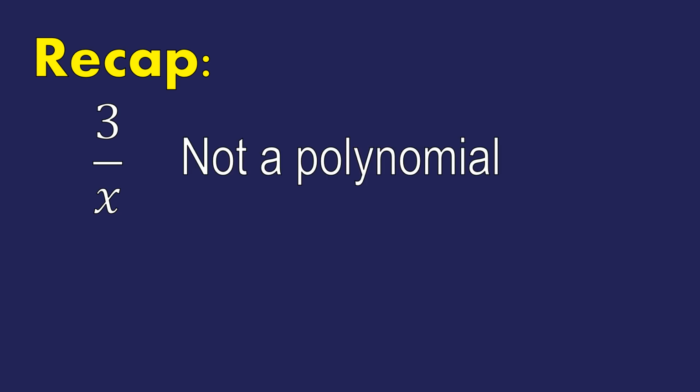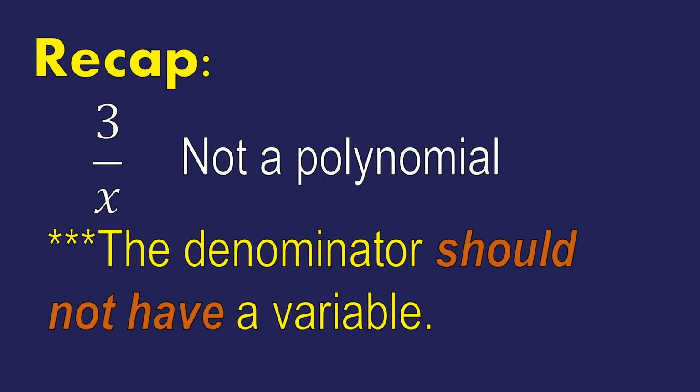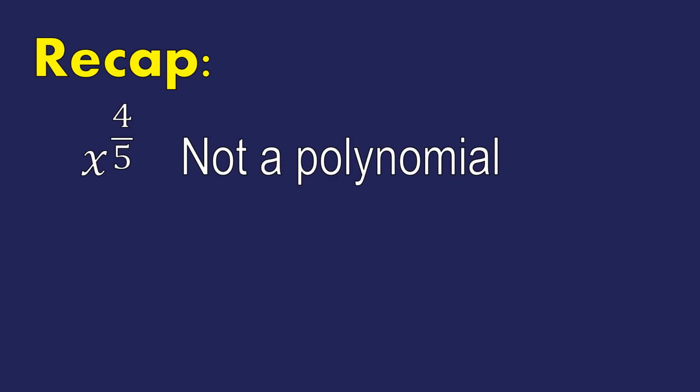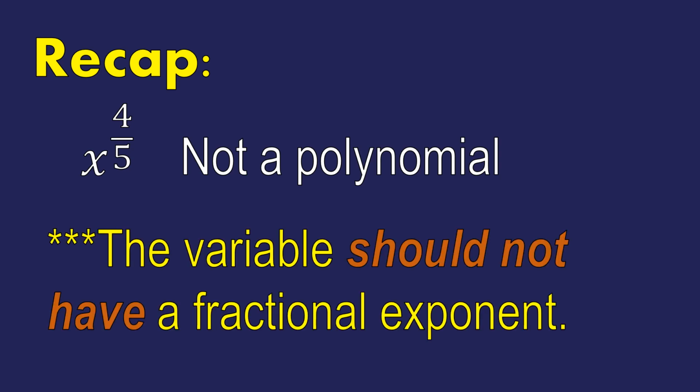For our next example, we have 3 over x. This expression is not a polynomial. Take note that the denominator should not have a variable. Next example, x raised to 4 over 5. This expression is not a polynomial. Take note that the variable should not have a fractional exponent for us to say that it is a polynomial.